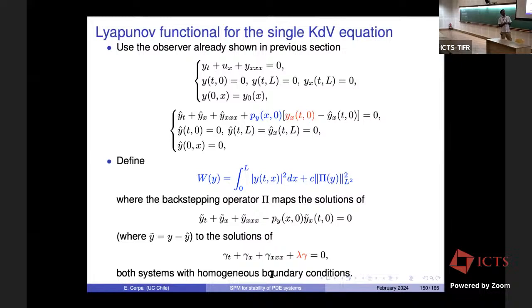We know that this is the weak Lyapunov function, and we add this term, the norm of Pi of y squared. Who is this operator, capital Pi? It is exactly the operator that maps the solution of this system. Y tilde is the system that you obtain when you do y minus y hat, so y tilde is the error. They are able to build this kernel P, in order to transfer the solution of y tilde to the solution of this equation gamma, where I just put the equation; the boundary conditions are the same as before.